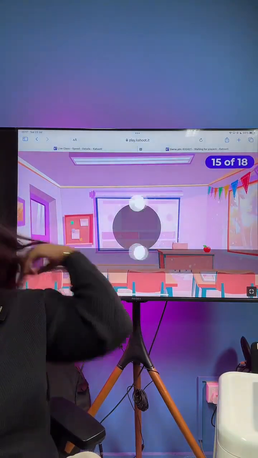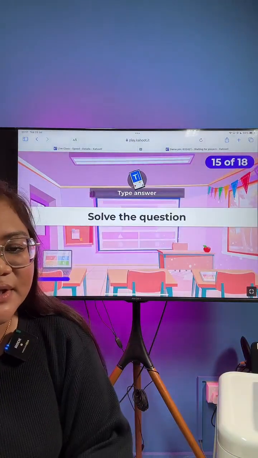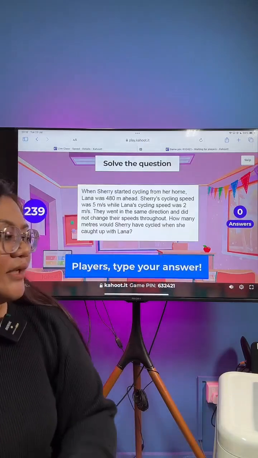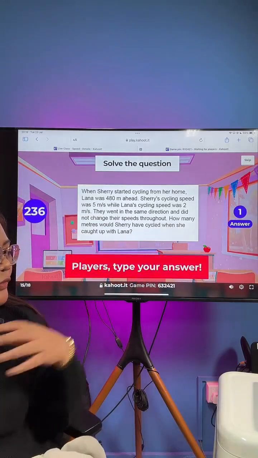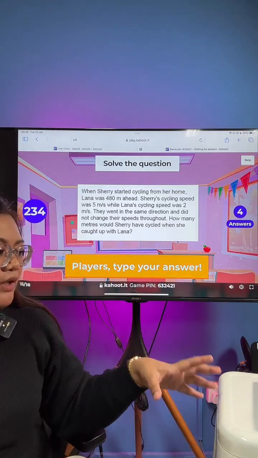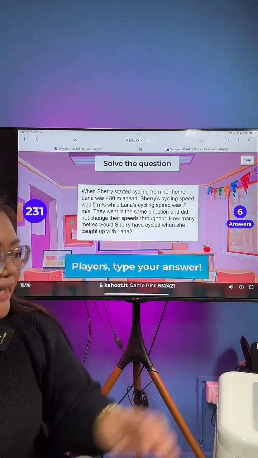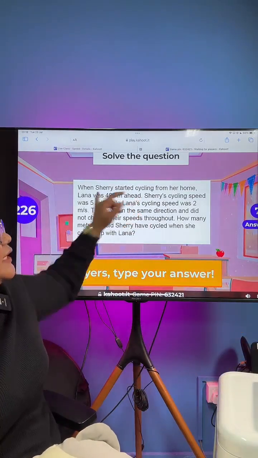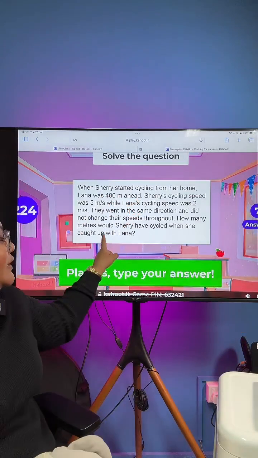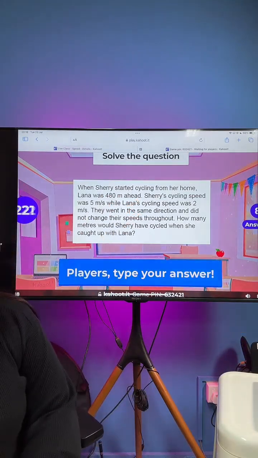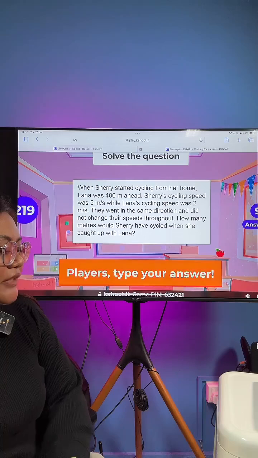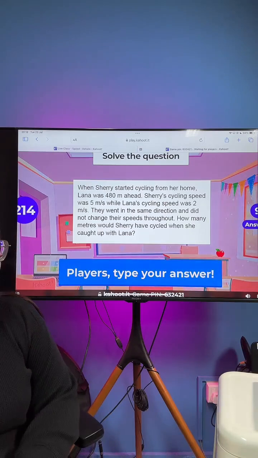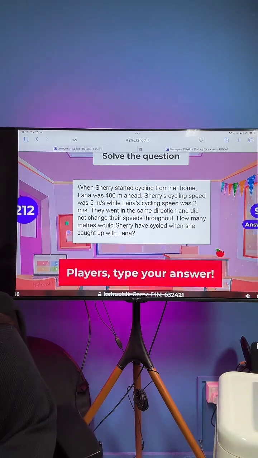We are down to question number 7, another type answer. Second last question for the day. Okay, this one quite long, I'll read it for you. When Sherry started cycling from her home, Lana was 480 meters ahead. So this distance is the part that Sherry needs to catch up if they are going to meet in the end. Sherry's speed is 5 meters per second, Lana is 2 meters per second. Same direction, no change in speed. So how many meters would Sherry have cycled when she caught up to Lana?